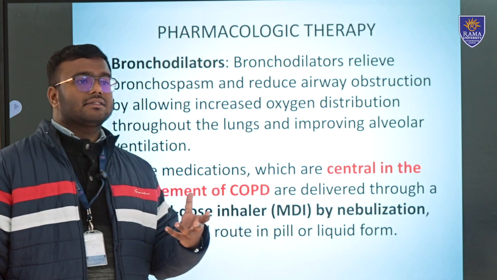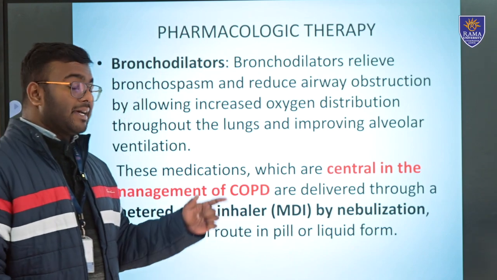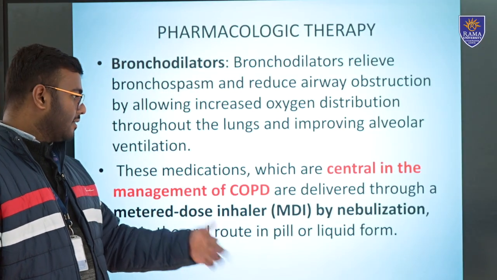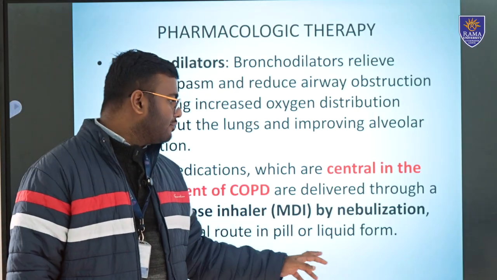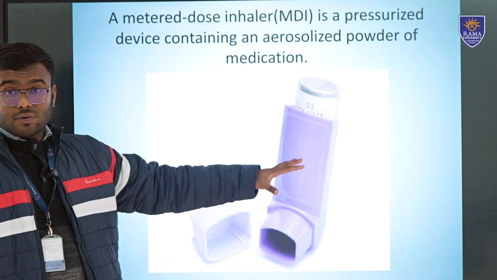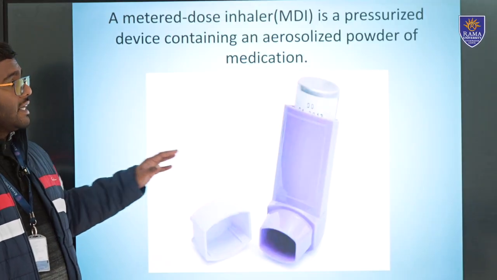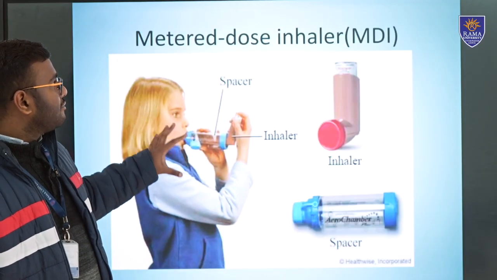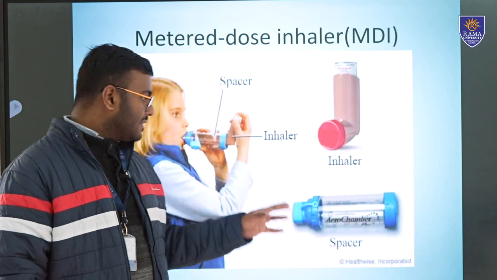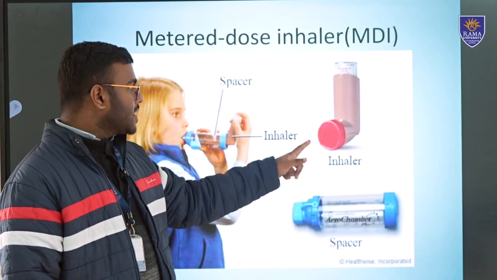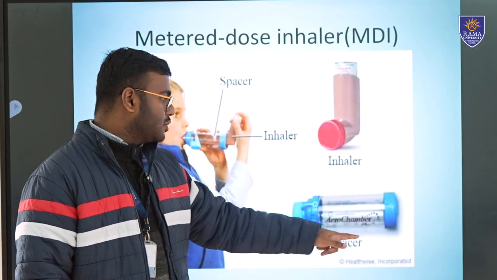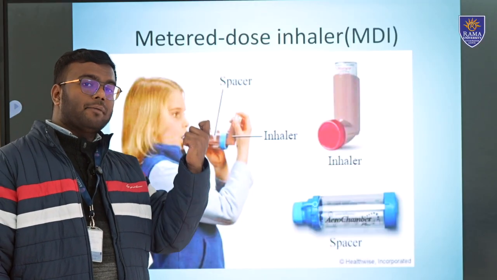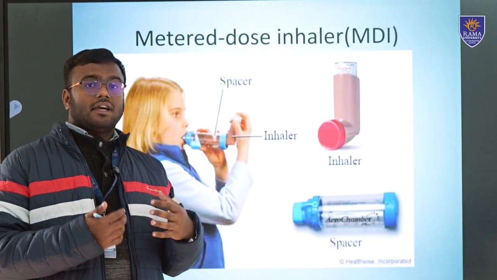So how do these bronchodilators work? The best example of a bronchodilator is the MDI, which is the metered dose inhaler, available in powder or liquid form. This is our metered dose inhaler. It contains the powdered version of bronchodilators. Now, this is a device, and let's see how to use it. This is a spacer, this is an inhaler. Now we have to attach this inhaler's bottom part to the spacer. Then the patient will keep this in the mouth, and the person will pump it as much as the doctor has advised him or her to take.